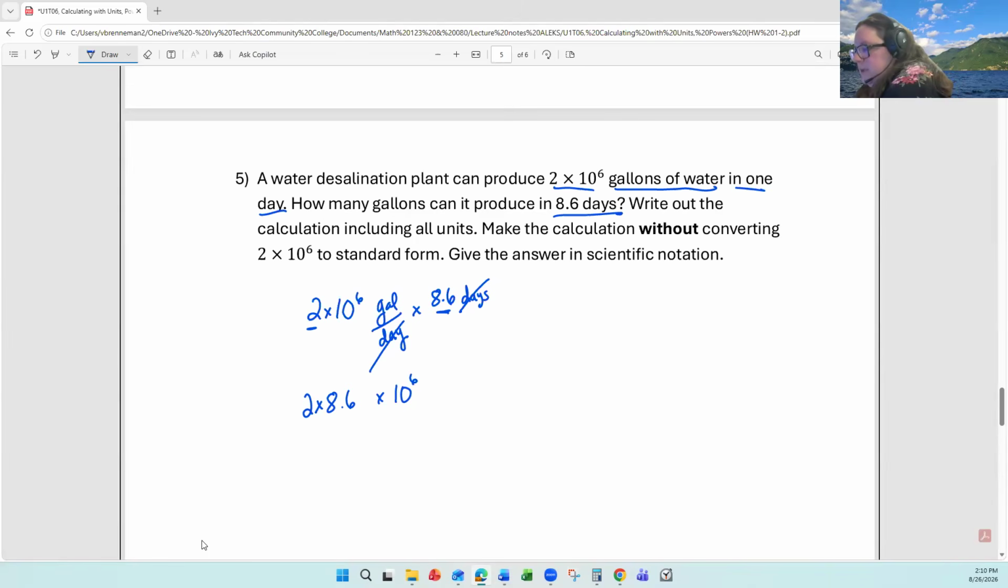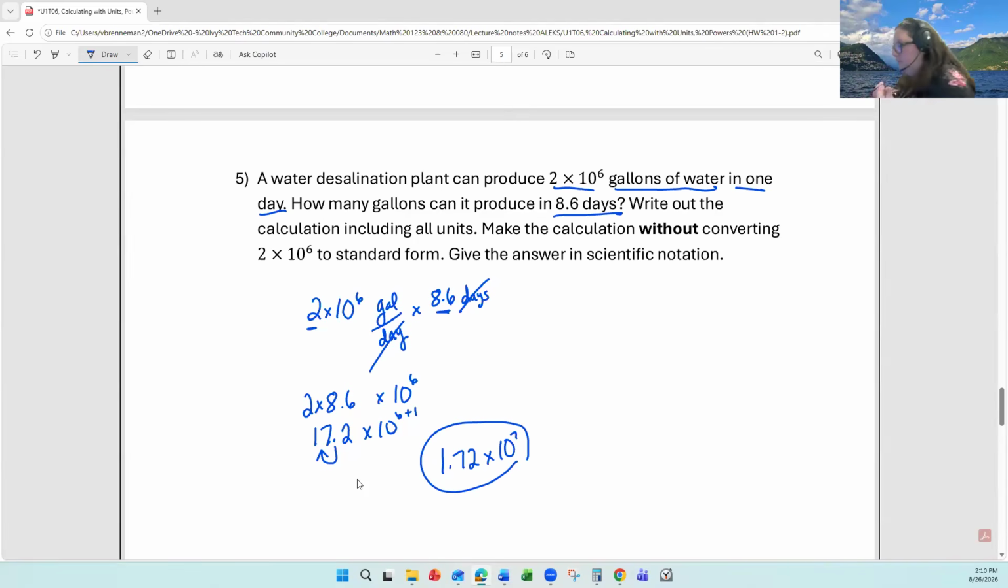And I do 2 times 8.6 in the calculator, and that comes out 17.2 times 10 to the 6th. The number is too big. Move the decimal point and make the power of 10 that much bigger. Add 1. And so it is 1.72 times 10 to the 7th. And for the calculation and for the scientific notation, I didn't have to write out zeros. I didn't have to count zeros into my calculator anywhere in that process.